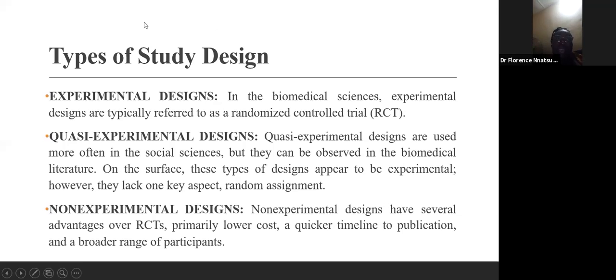Types of study design. We have experimental design. In the biomedical sciences, experimental design is typically referred to as randomized controlled trials. So for those of us in pharmacology, in the industry that has to develop a new drug, for those of us that have to carry out experimental studies, we need to go along with randomized controlled trials to do our experimental design and carry out those analyses.